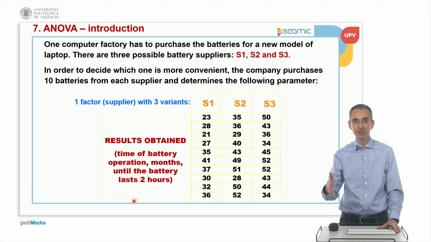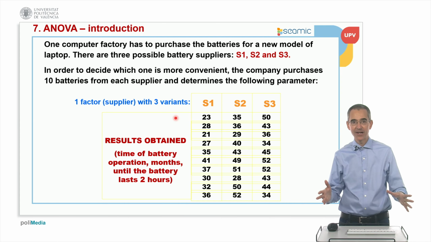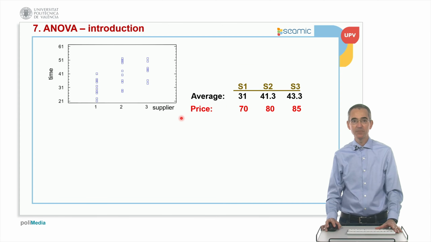So they make an experiment, which is to measure the time of operation until the battery has a very low charge. These are the results from the first, second and third supplier. In this case we will say that we have one factor with three variants. The factor is supplier, and the three variants are S1, S2 and S3. If we make a plot with the data, we have the following.